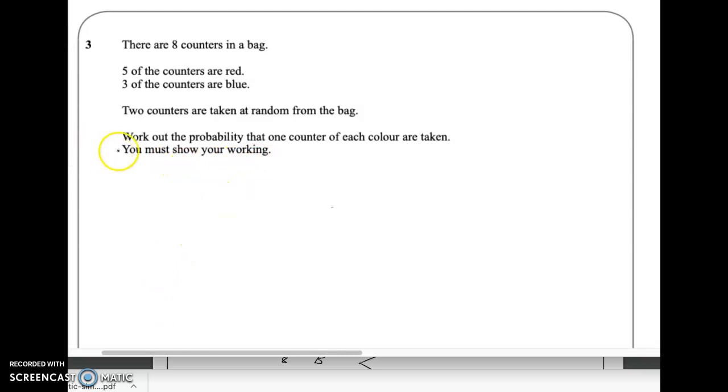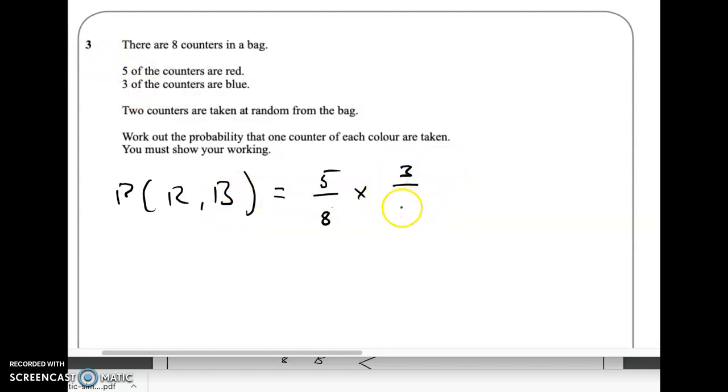Okay, so that is the probability that it's going to be red and blue, which equals, so if it's going to be red, the first pick, there's 5 red out of a total of 5 and 3 is 8. We multiply that probability by it being blue, so it's going to be 3 blues out of 7, because there's 1 less to choose from.